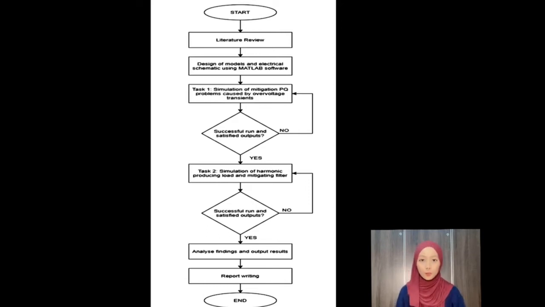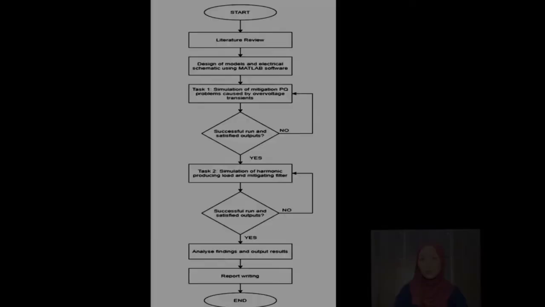Next, task 2 is the simulation of the harmonic producing load and mitigating filter. If the output is satisfied, the analysis of the output result can be made. However, if the output results are not satisfied, troubleshooting of the error or problem needs to be done again with the input parameters. Finally, when the satisfied output results are analyzed, the conclusion can be made. So, the project is considered successful.